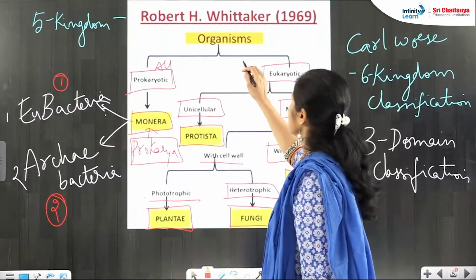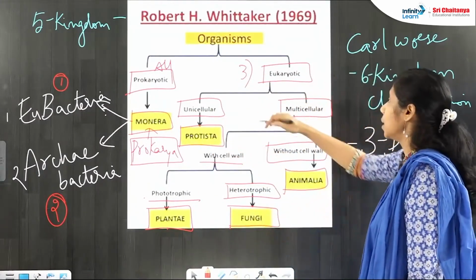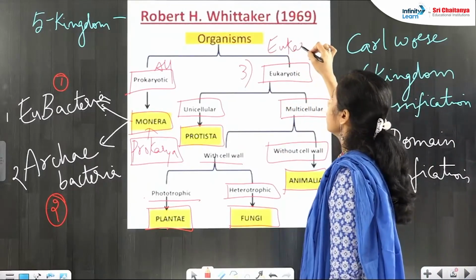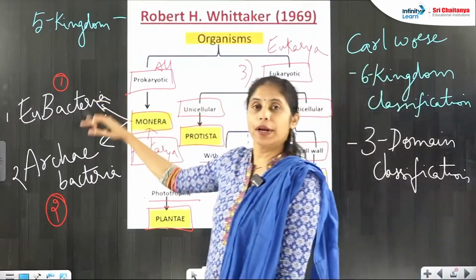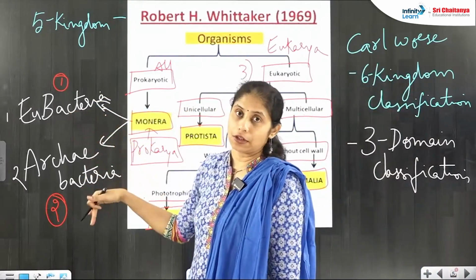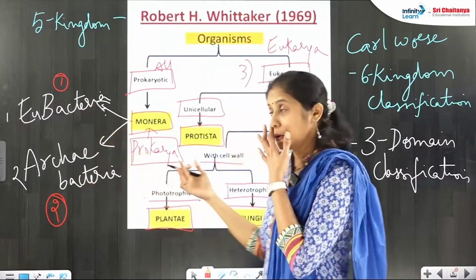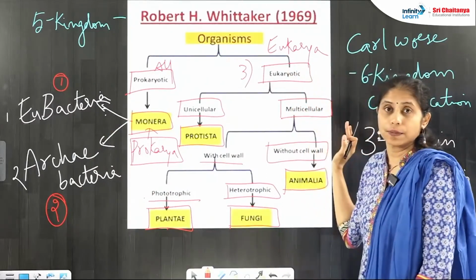Remaining all were kept together: Protista, Plantae, Fungi, Animalia. They were all coming under eukaryote, so it is called eukaryote. Just the prokaryotes got separated as two domains and two classifications, eubacteria and archaebacteria. Afterwards, the third domain is eukaryote. That was given by Carl Woese.